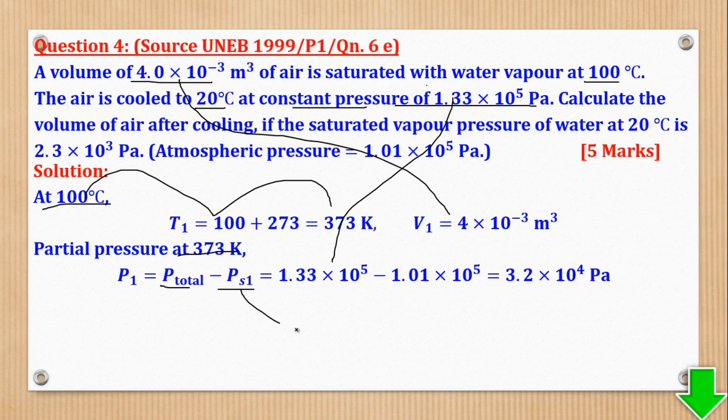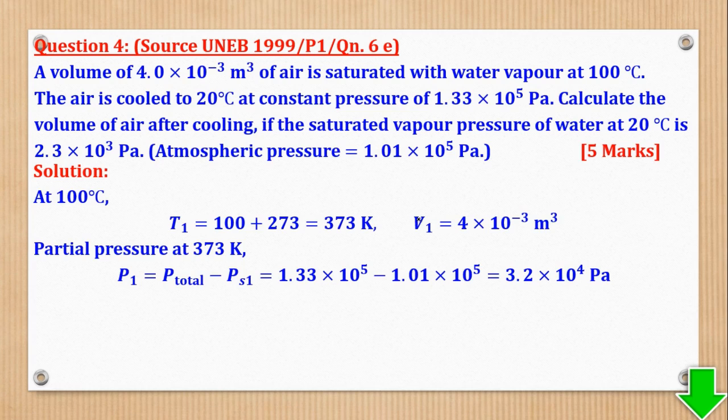Then here, saturated vapor pressure, we are writing this atmospheric pressure because at 100 degrees Celsius, boiling takes place. And we all know that boiling takes place when the external pressure is equal to the saturated vapor pressure. So saturated vapor pressure will be equal to the atmospheric pressure. That is why where there is PS, we are putting there the value of atmospheric pressure. When you subtract, you come up with this. That was at 100.